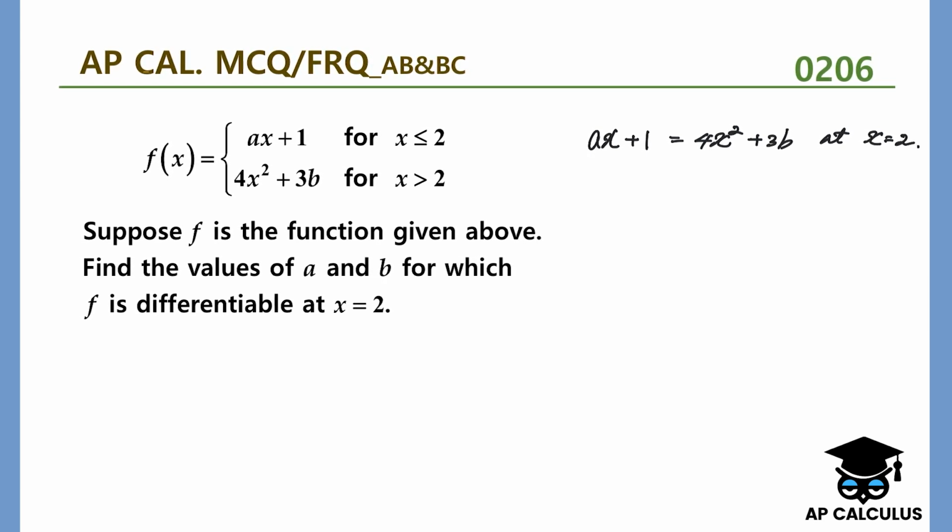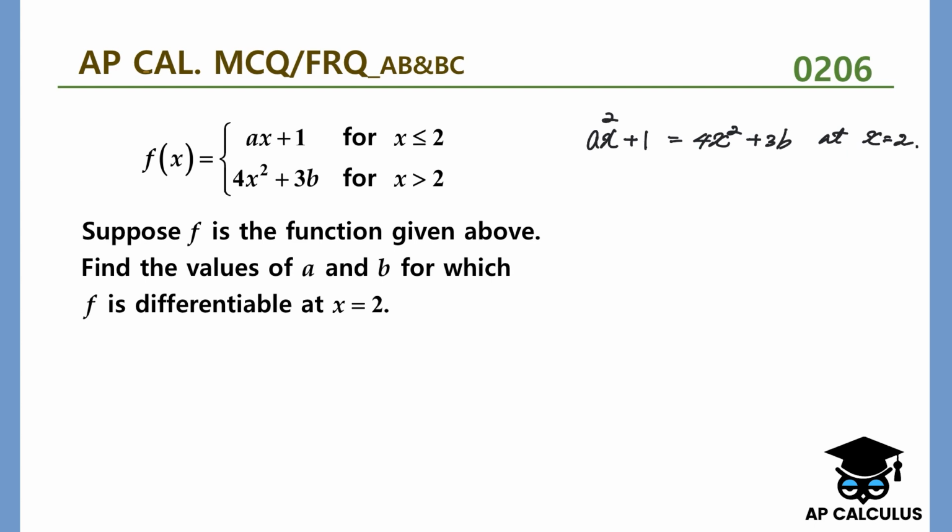So I'm going to substitute 2 for x. So 2 here, 2 here. So 2a plus 1 must be equal to 4 times 2 squared, 16, plus 3b. Let's say this is equation number 1. And also, f must be differentiable, which means the derivative from the left-hand side, the derivative of this function, must be equal to the derivative from the right-hand side, the derivative of this function at x equal 2.